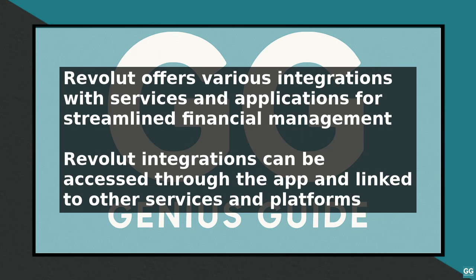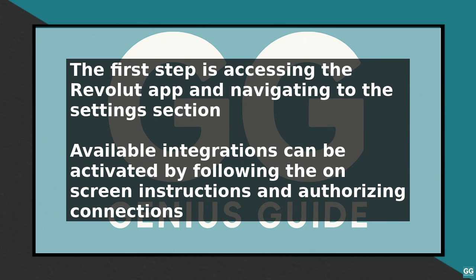The first step in using Revolut integrations is to access the Revolut app and navigate to the Settings or Integrations section. Here, you will find a list of available integrations, which can be activated by following the on-screen instructions. For example, if you want to integrate Revolut with an accounting software like QuickBooks, you will need to enter your QuickBooks login credentials and authorize the connection.